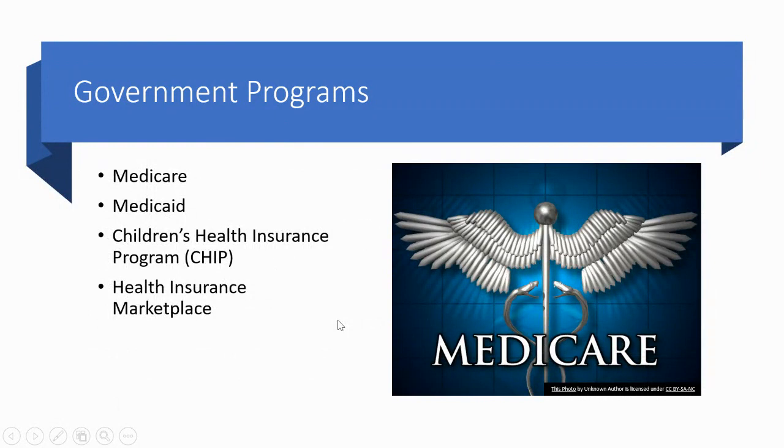There are a few government programs meant to assist with healthcare costs. They are Medicare, Medicaid, the Children's Health Insurance Program, also known as CHIP, and the Health Insurance Marketplace. We'll go over these in a minute.